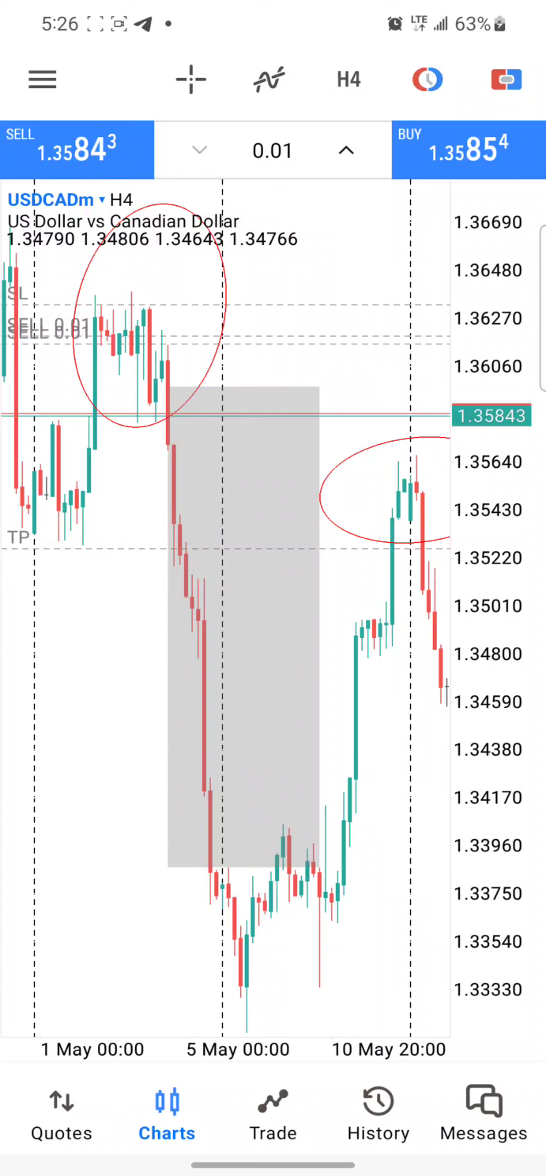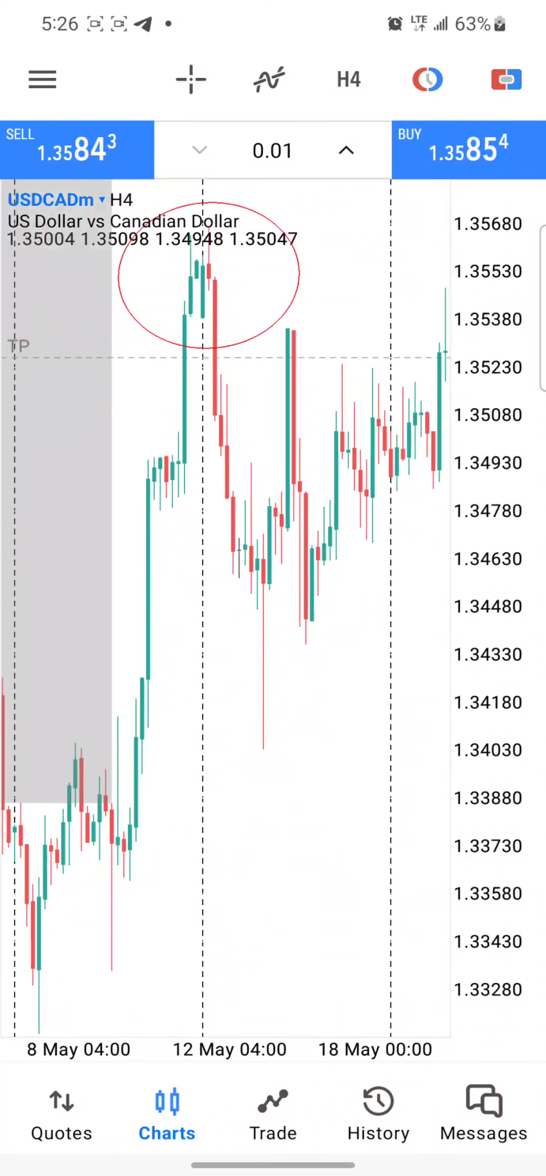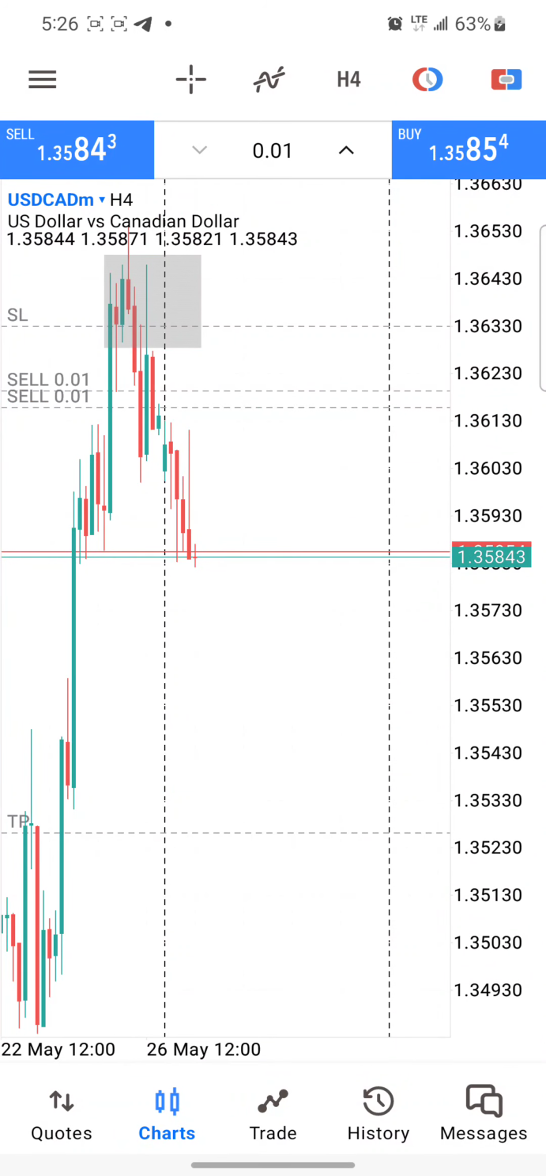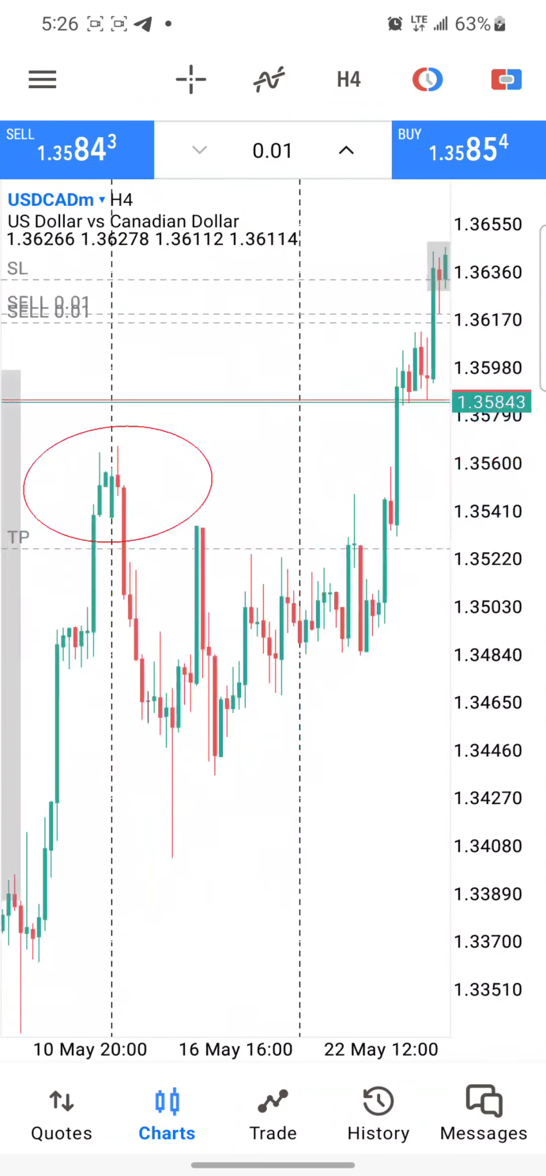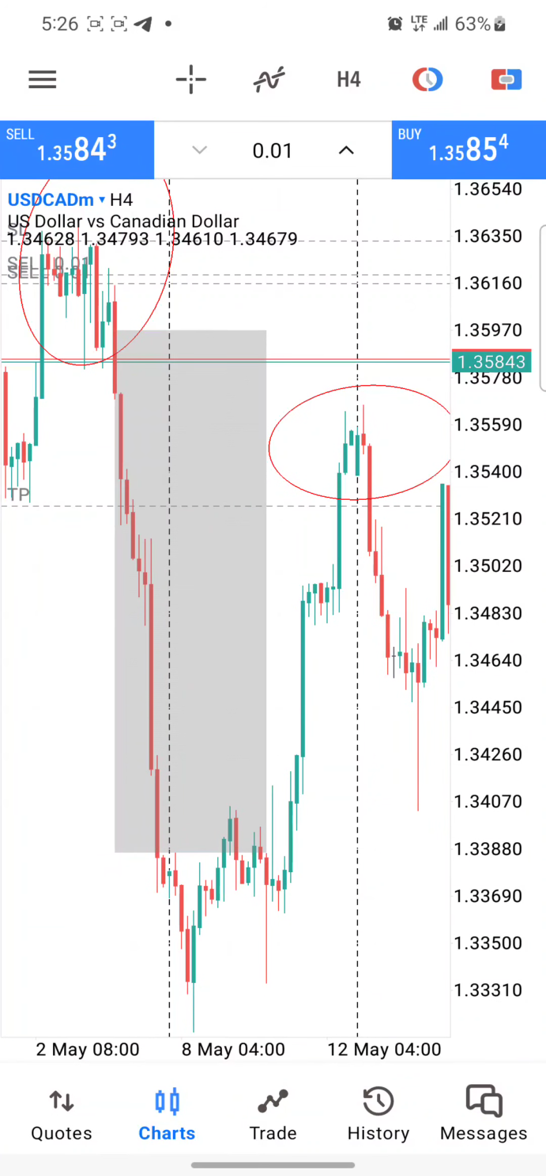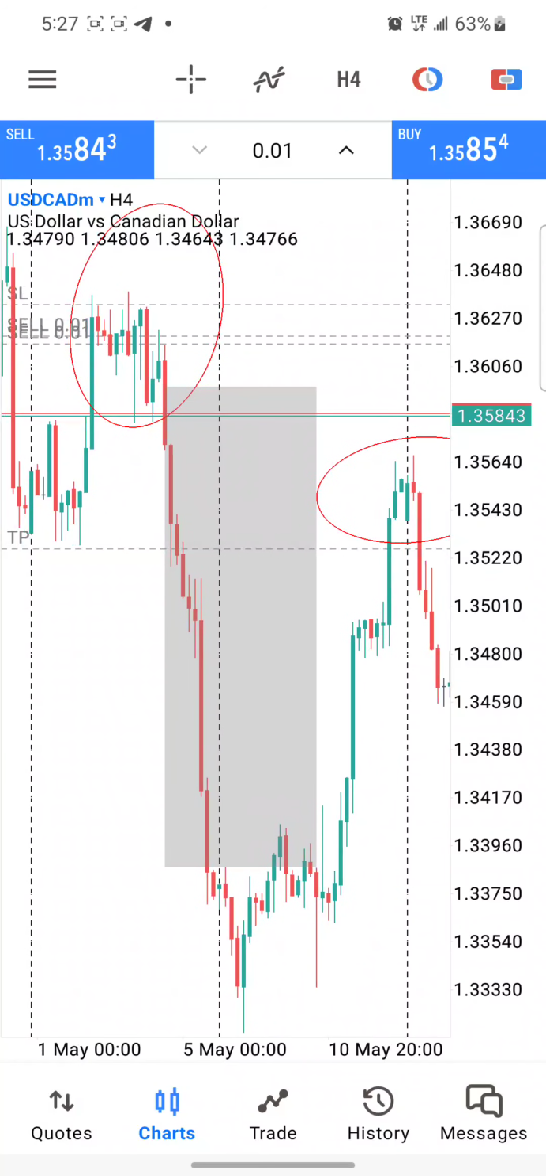Okay, so let me show you how I trade my confluence. On this chart, you would see I have made my indications with circles and then rectangles. So you see a top circle here, a down circle here, and I have my rectangle here. I have a square here, and then a rectangle here. So now let me show you how I trade.